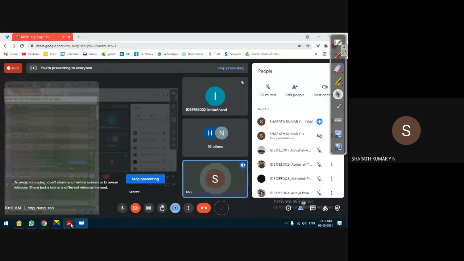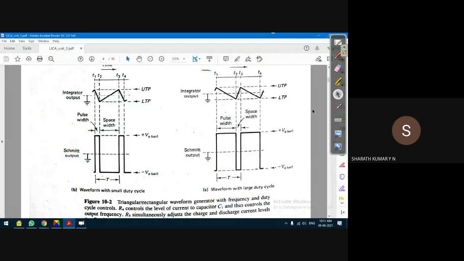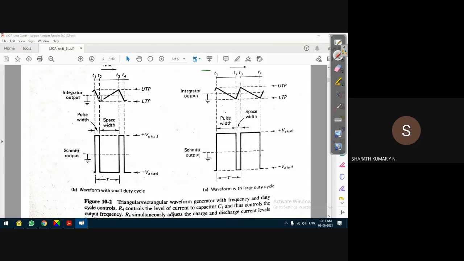Okay, so what you can observe from this waveform is that in this cycle, the integrator output going from positive direction to negative direction indicates that the output voltage is negative. That means the capacitor is being charged. This duration corresponds to the capacitor being charged.